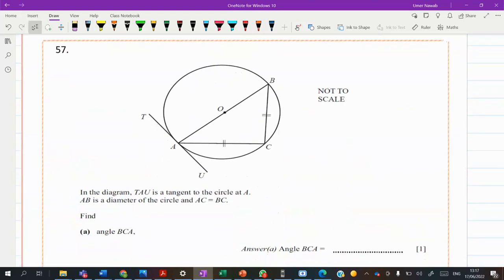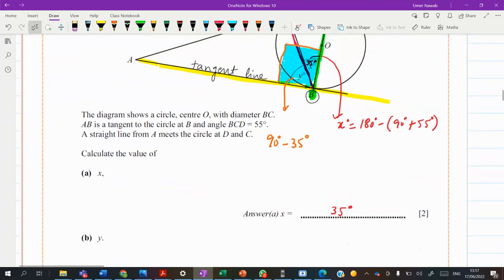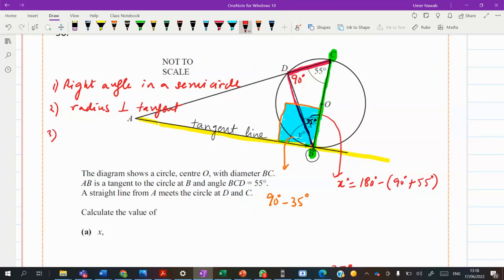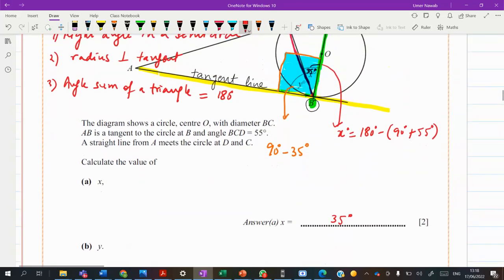Next question is, if you see, what are the properties I used here? So number one property was right angle in a semicircle. And second property is radius is perpendicular to the tangent. And the third property is angle sum of a triangle, equal to 180. We use these properties and found the angles which are required.